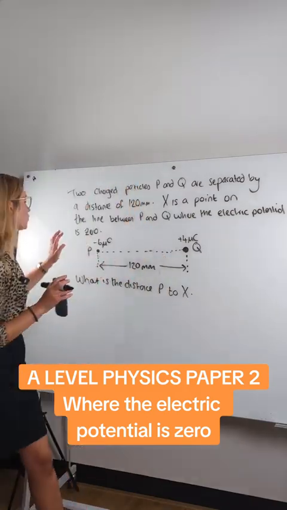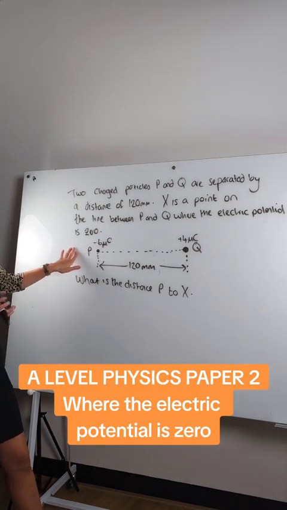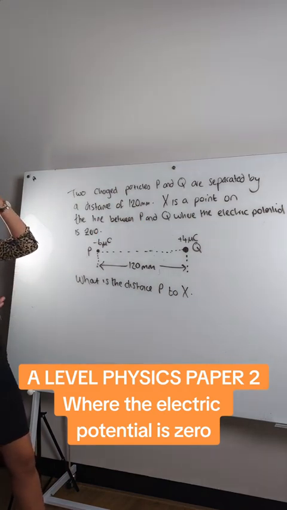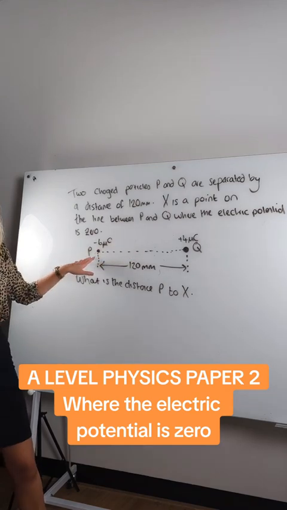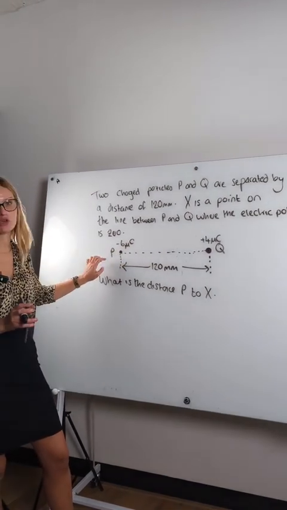So today what we're going to do is just a 1-mark question. It's a multiple choice question. What we're trying to figure out is where the electric potential between these two charges is 0. Okay? Even though it's a 1-mark question, it's quite good for the math.